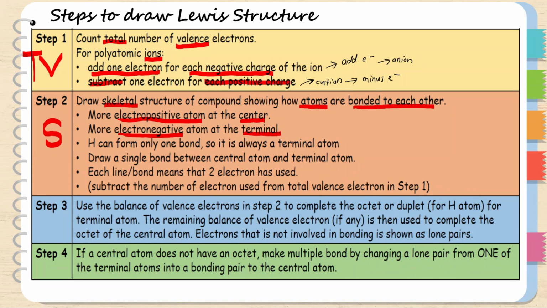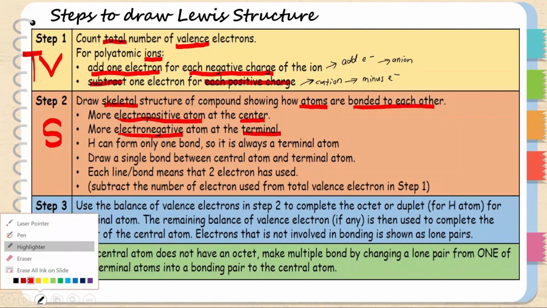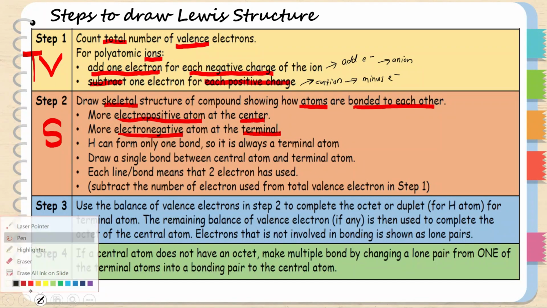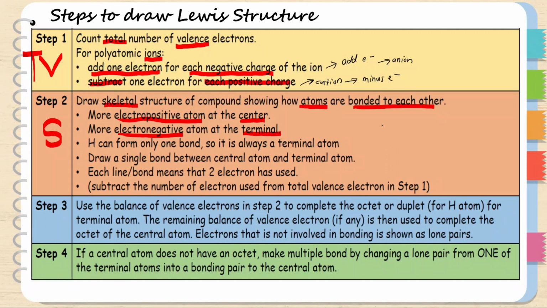So how are we going to determine the electropositivity and electronegativity of elements? Back to the lesson that we learned in chapter 3. Across the period, how is the electronegativity trend? Can you recall? Across the period, atomic radius decreases, so electronegativity increases. Down the group, atomic radius increases, so electronegativity decreases.